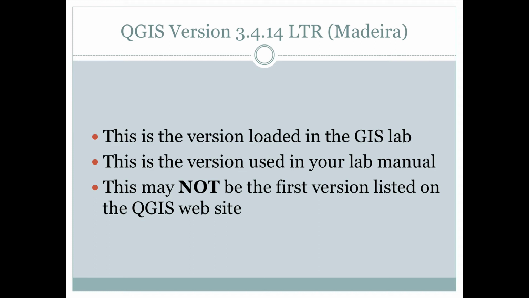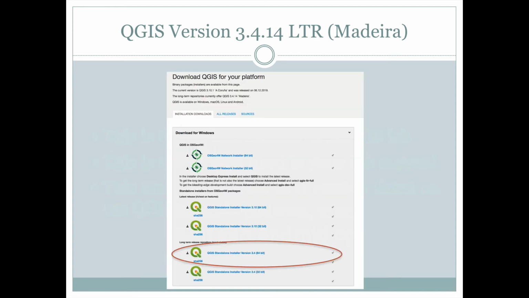QGIS. However, when you go to the QGIS website to download it, it may not be the first version that's listed on that website. So please look for that version 3.4 and then everything will match. So when you go to the QGIS website, it might look something like this. In this case we're looking at downloads for Windows, and we can see that the first versions that are listed above are 3.1. But then if we go down further, the long-term release repository has this 3.4 version in it.